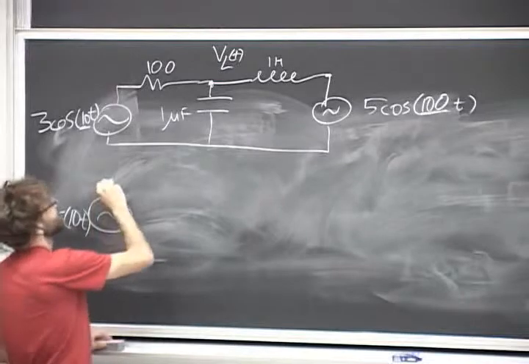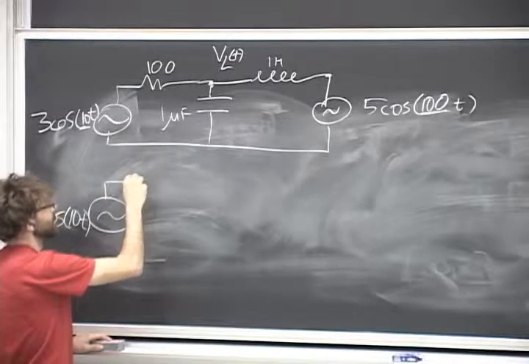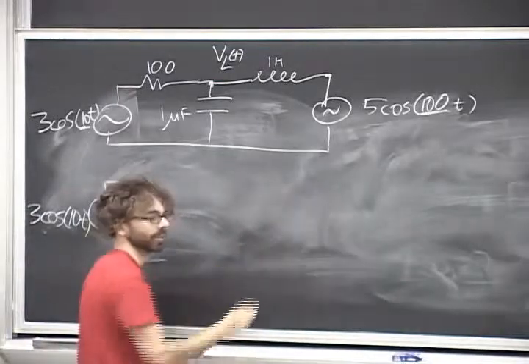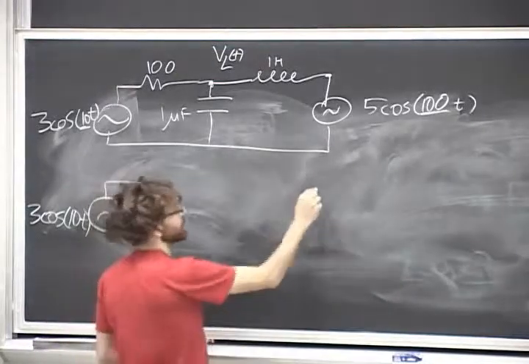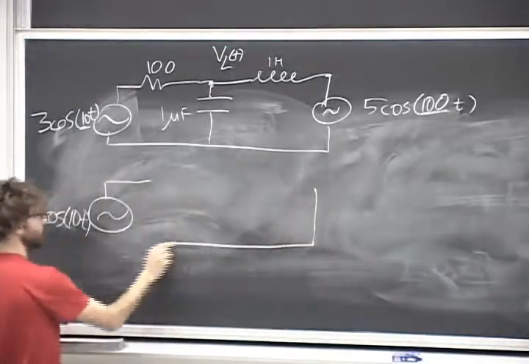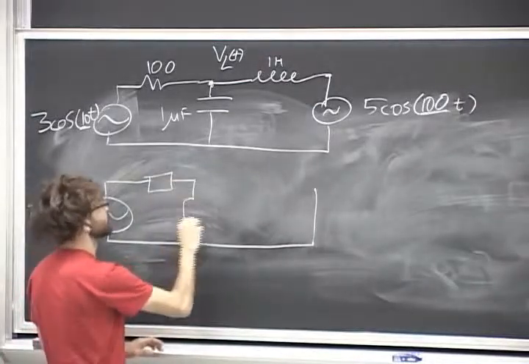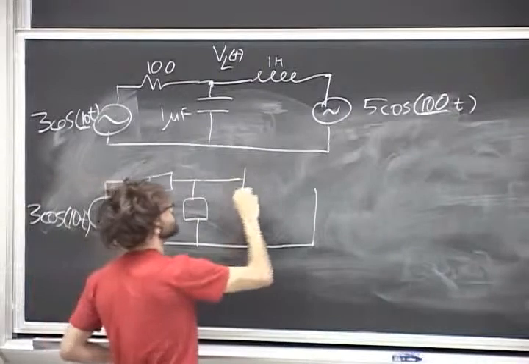Cool. All right. So then what do we do? So let's say we replace. What do we do to this source to superposition it away? Short it, right? Yep. So it is a voltage source. And then we draw these guys and replace them by boxes.